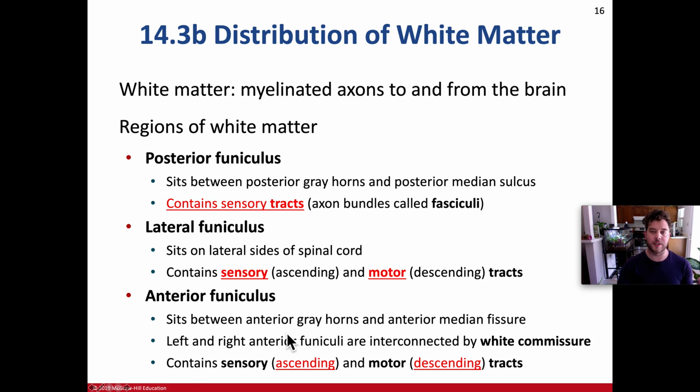We also start to talk about ascending and descending tracts. If it's an ascending tract going up the spinal cord, it's going to be a sensory signal. If it's a descending tract going down the spinal cord, it's going to be a motor signal. And that is just in relation to the brain. You're not going to have a motor signal going to your brain. You're going to have a sensory signal going to your brain. So that's an ascending tract and a descending tract in your anterior funiculus.